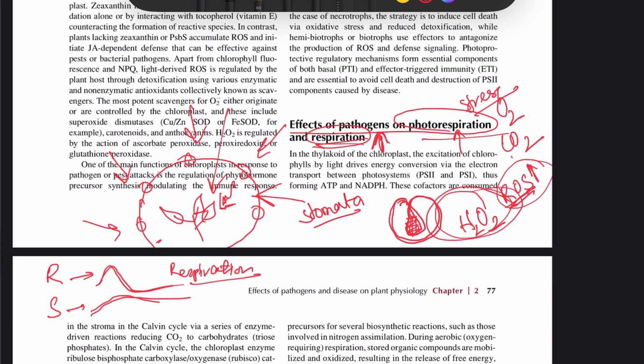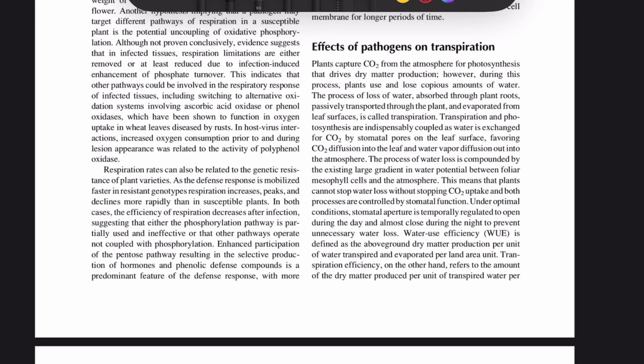But in susceptible plants, what happens? They rise slowly but they stay there. The rise in respiration we are talking about stays high for a longer period of time, okay?